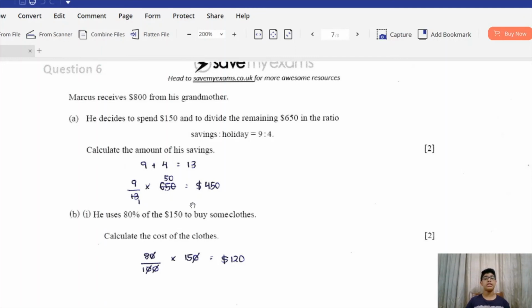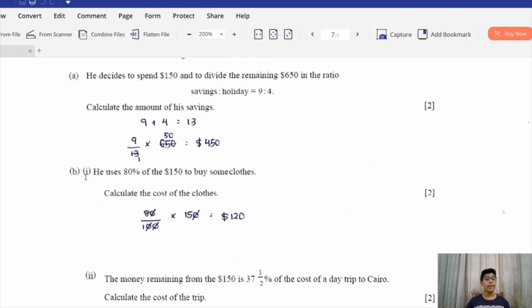So 9 over 13 multiplied by 650. Simplify that. So cut that 13, that becomes 50, 9 times 50. So the amount of savings is $450.